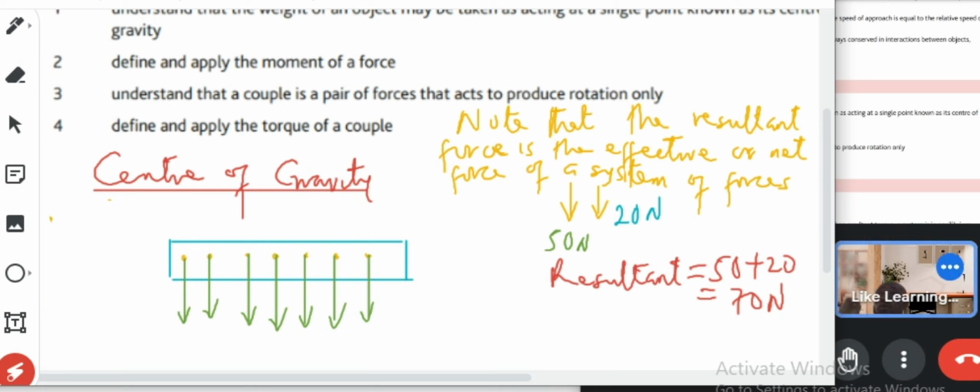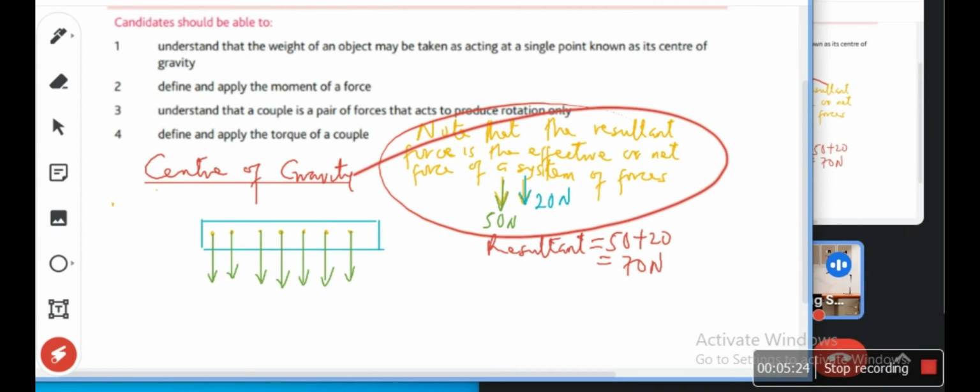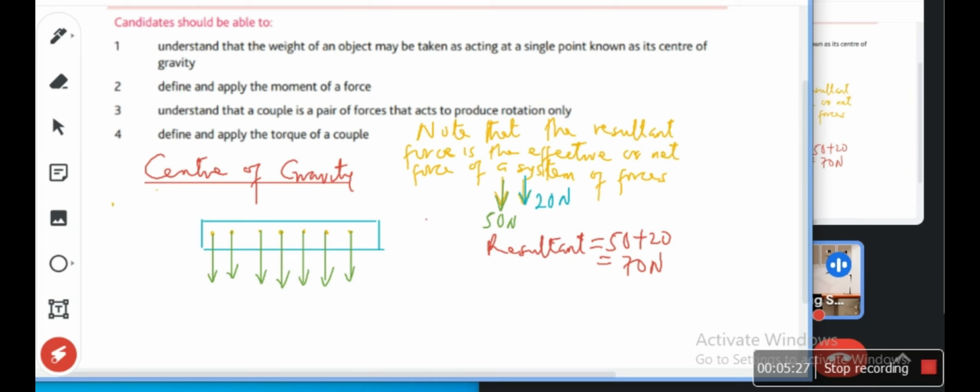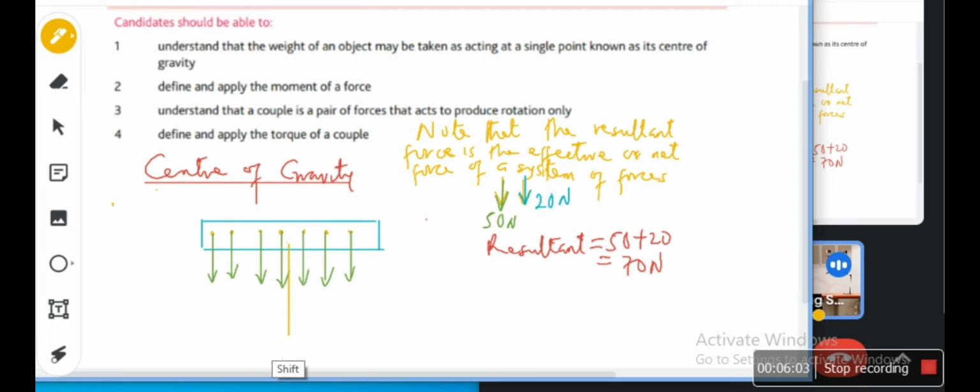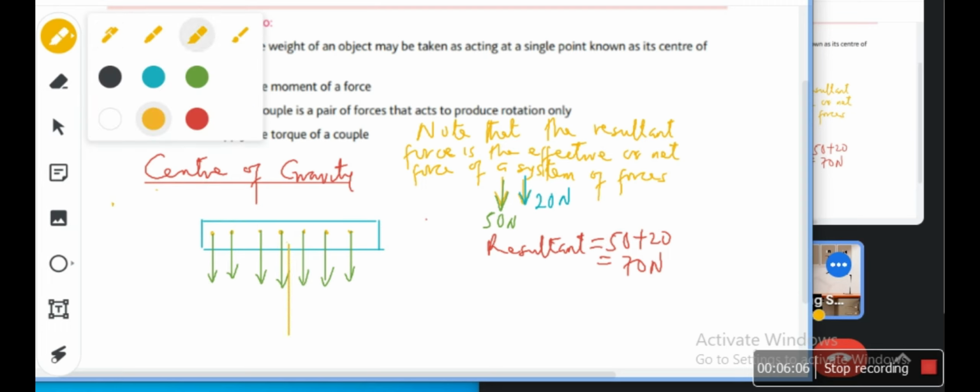Now, where that resultant force acts is its center of gravity. So, resultant force is the net or effective force of a system of forces. When we have found the resultant force, in this case by adding, where the resultant force acts is the center of gravity of that object. Usually, if the object has a uniform cross section, the resultant force will act at its geometrical center. Let me explain.